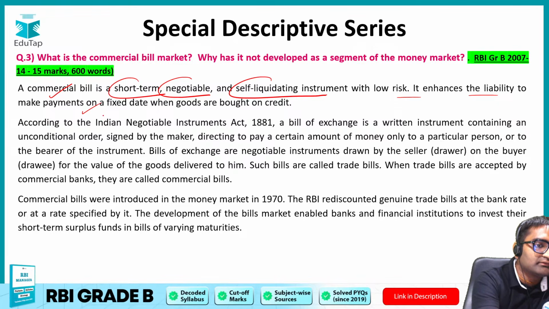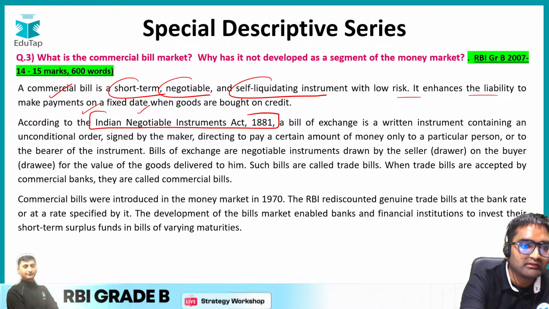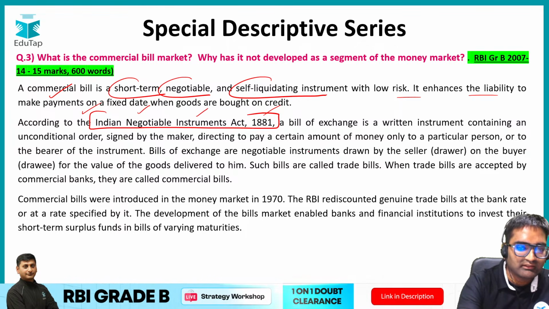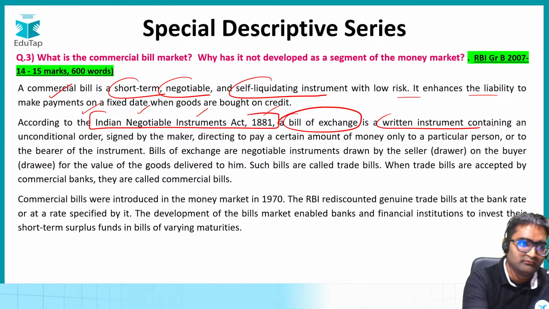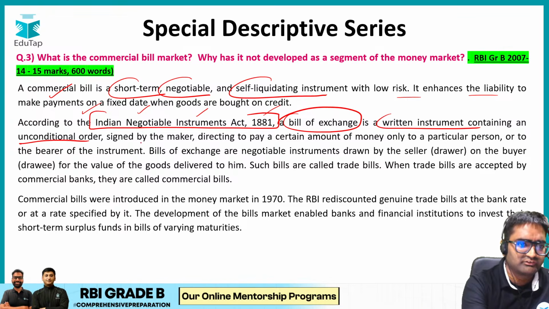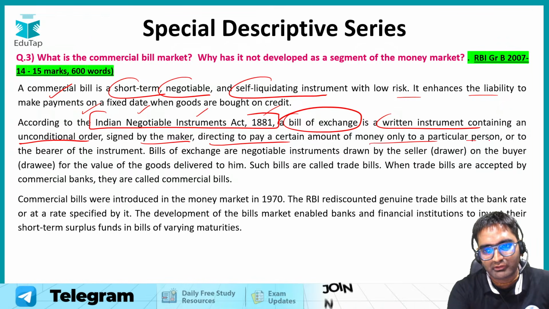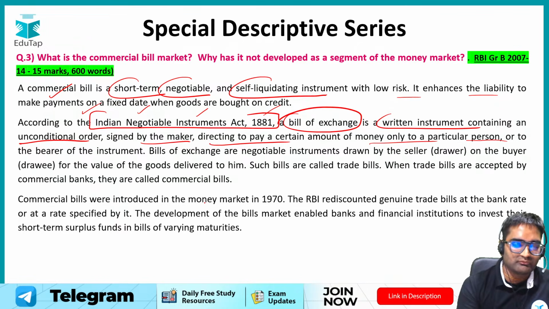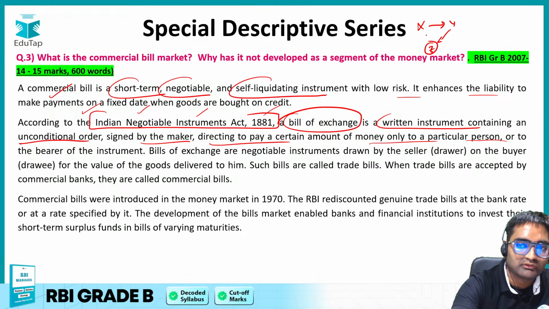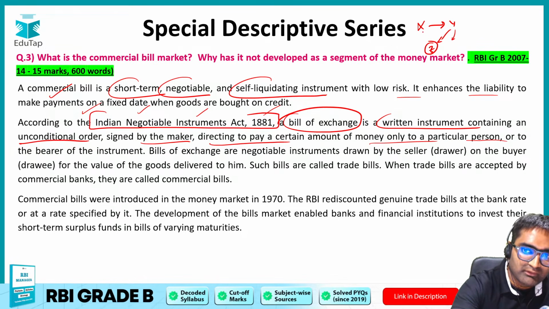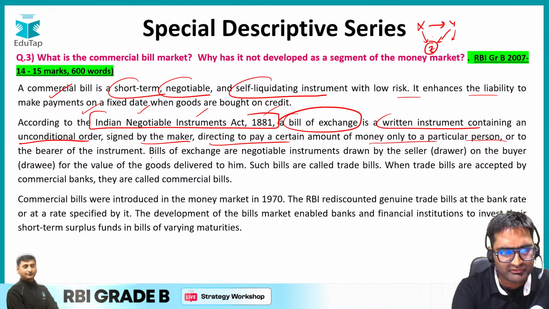Now, where is the actual definition with respect to the same mentioned? It is given in the Indian Negotiable Instruments Act of 1881, wherein a bill of exchange is described as a written instrument containing unconditional orders signed by the maker, directing to pay a certain amount of money only to a particular person. Okay, so X has to pay to Y and Y has to pay to Z. Now, if Y has issued a commercial bill, then X will pay to Z directly. Okay, so that right is given. So that is something that is given over here.